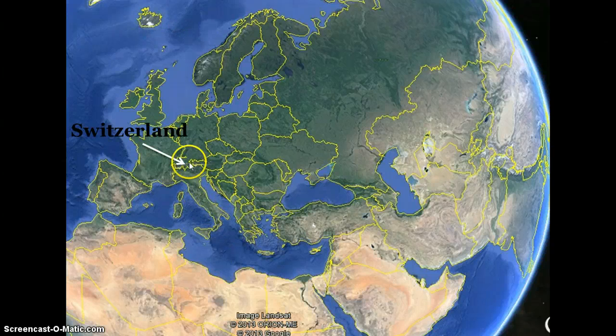Switzerland, very small country compared to its neighbors, high in the Alpine mountain system, and it is caught between Germany and Italy. Switzerland is known for its neutrality. It was able to stay neutral, meaning it didn't take sides in World War II, even though it was between two superpowers, Germany and Italy.